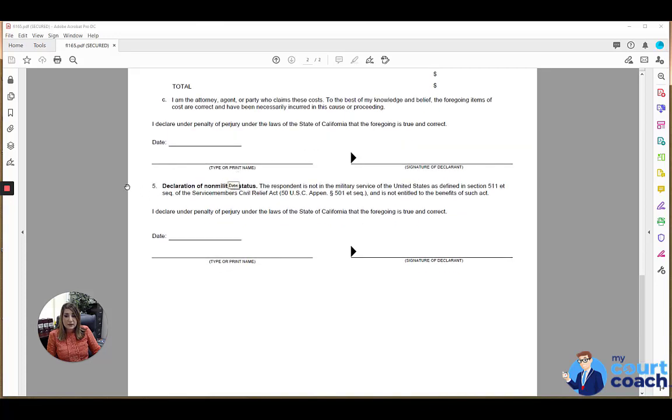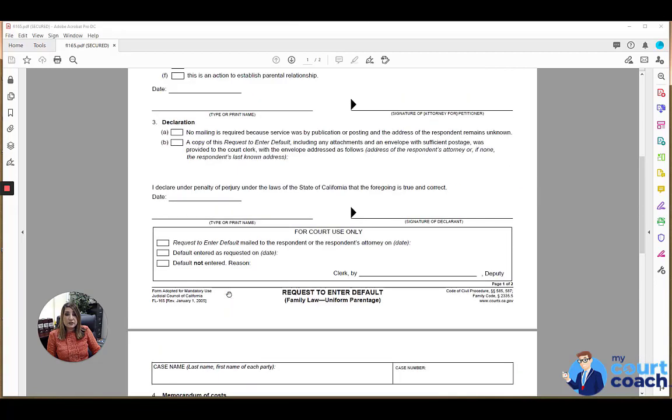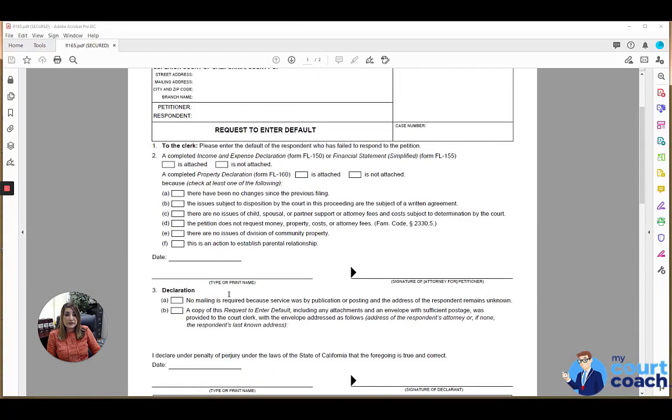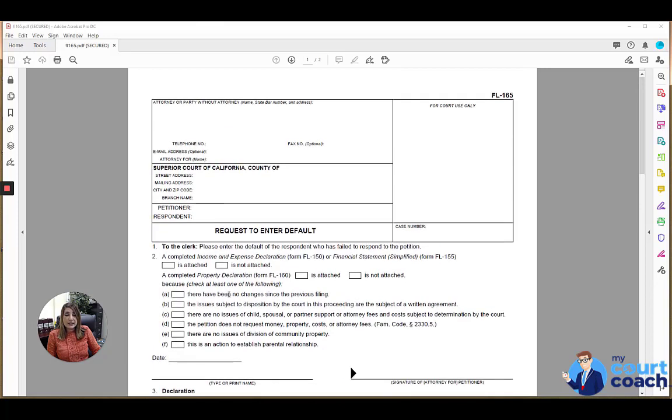And then finally, 5, you cannot default someone out that's a member of the military. So you do need to declare that they are not a member of the military. So again, you want to fill in your name here, sign and date. So 4 signatures total. Include your envelope that has the respondent's address on it and has postage. And this form is ready to file as part of your efforts to seek a default.